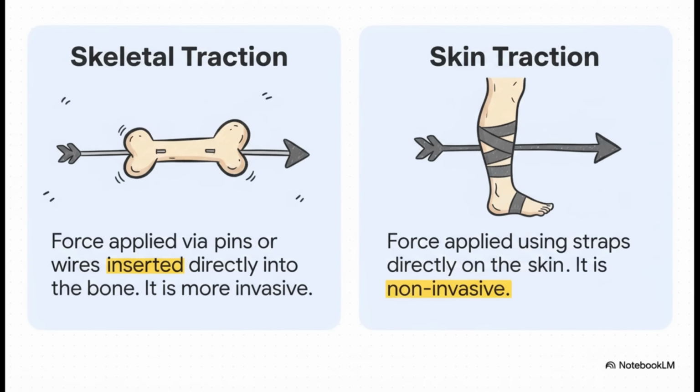Now, we mentioned traction a minute ago. It's important to know there are two main types. Skeletal traction is invasive. We're talking pins and wires drilled right into the bone to pull it into alignment. Skin traction, on the other hand, is totally non-invasive. It just uses straps and weights on the outside of the skin. As a coder, seeing these terms helps you build a clearer picture of what really happened.